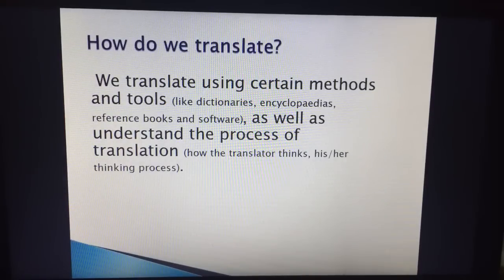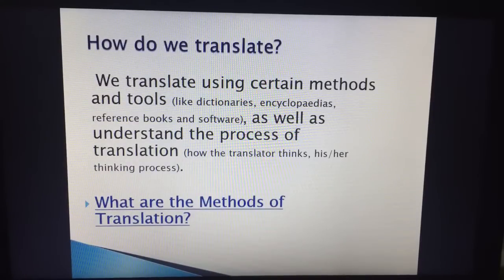As for the tools, you look at dictionaries. You use Hassan al-Karmi, for example, Arabic-English, English-Arabic dictionary, or a medical dictionary and other dictionaries, encyclopedias like Encyclopedia Britannica, a reference book, good ones, and software for machine translation, or CAT, which is computer-assisted translation. And also you need to understand the process of translation. How does the mind of the interpreter or translator work? Which is their thinking process.